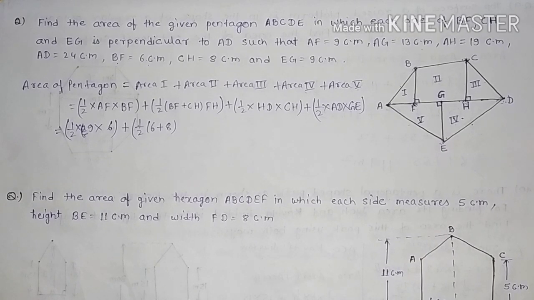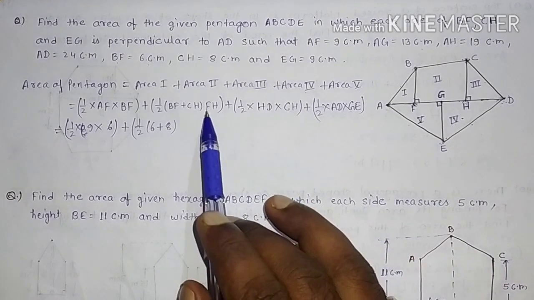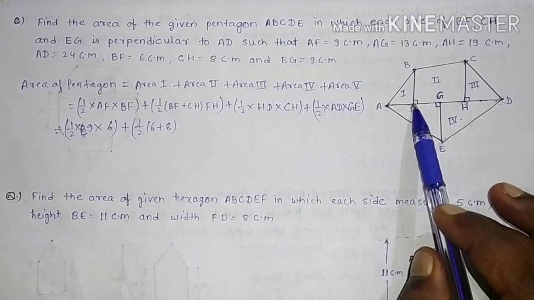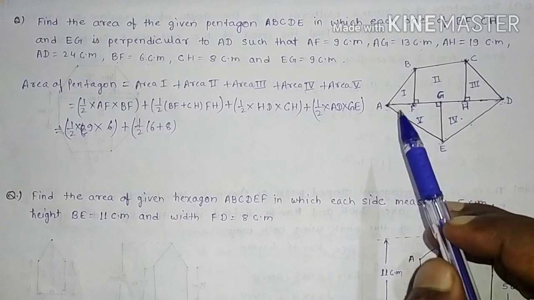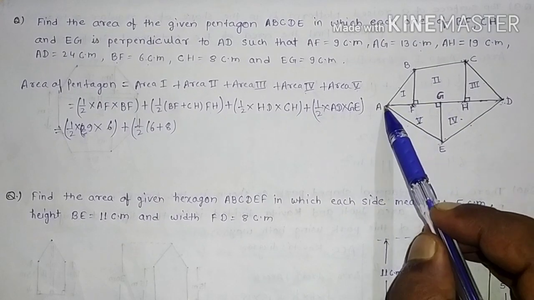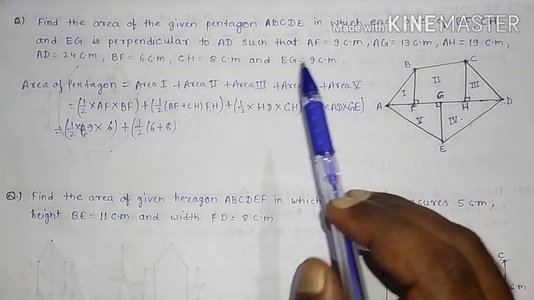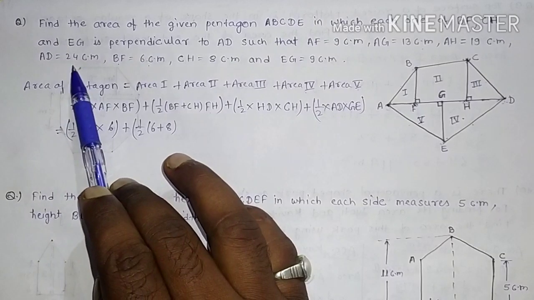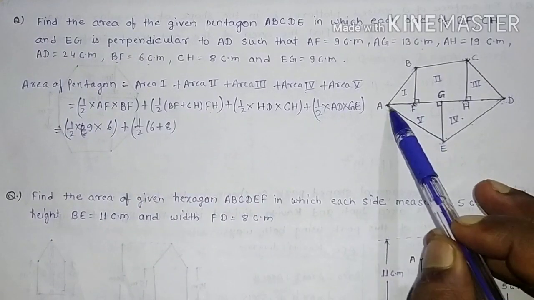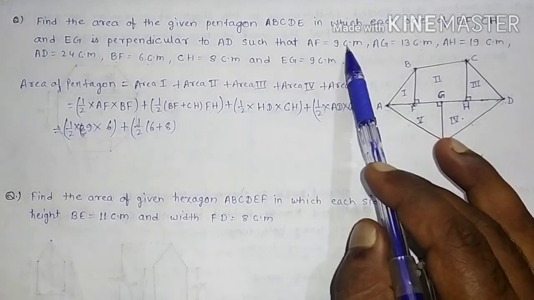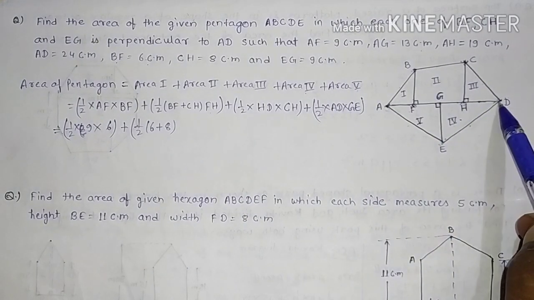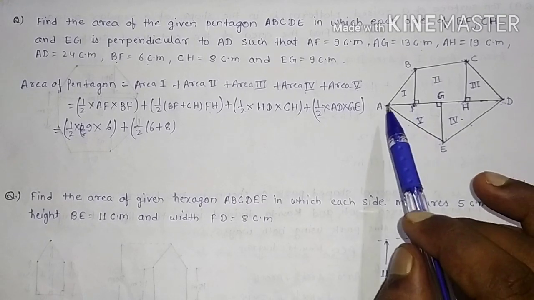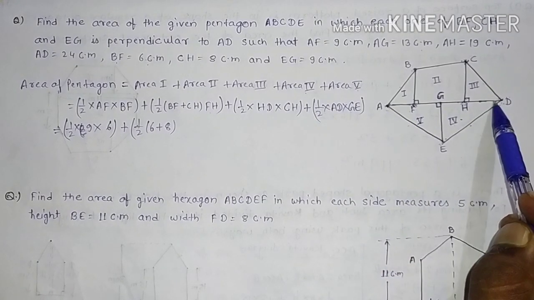So here FH we have to find, this side we have to find. AD is given here, that is 24 centimeter. AF is given, that is 9 centimeter. Let's suppose HD we have to find. So the AD is 24 centimeter.